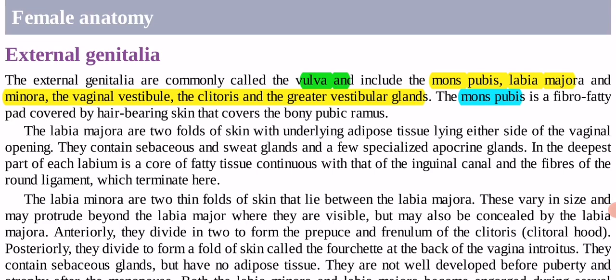The mons pubis. And now, what is the mons pubis? Mons pubis is a fibro-fatty pad covered by hair-bearing skin that covers the bony pubic ramus.